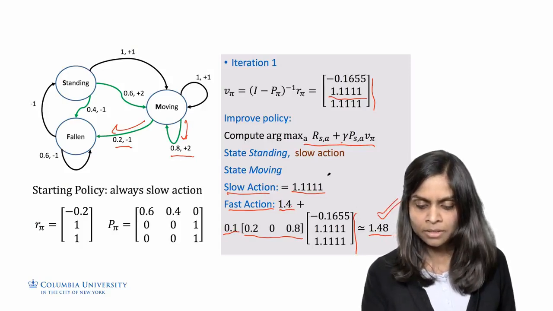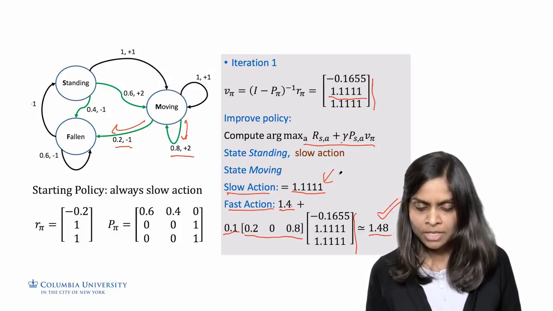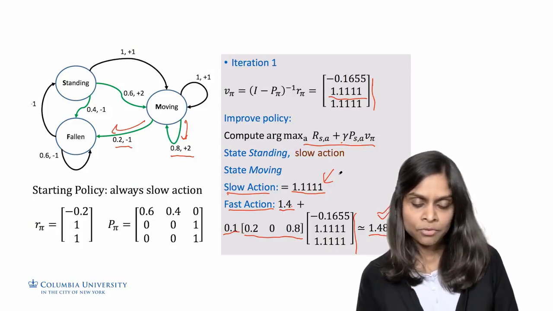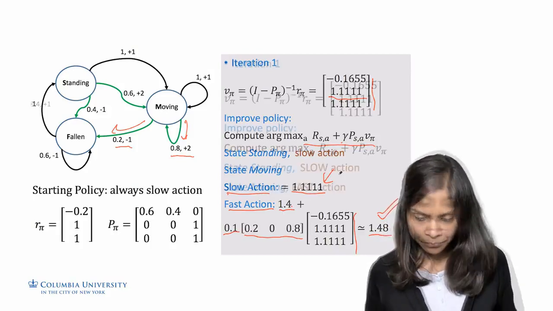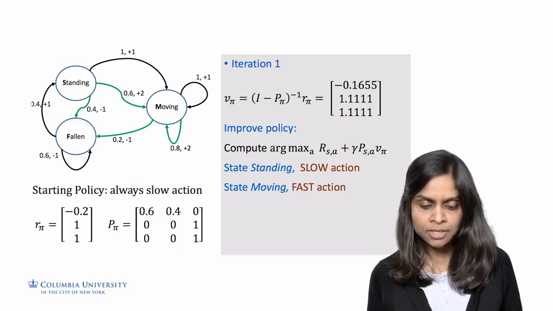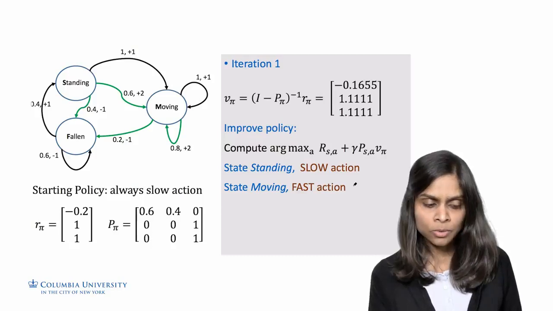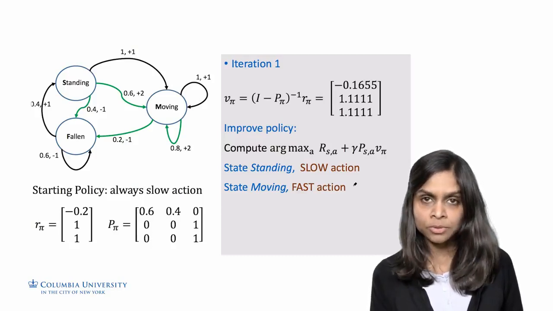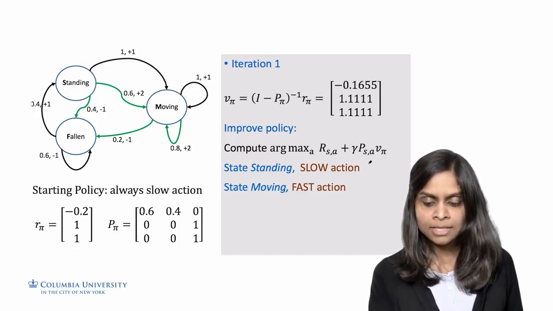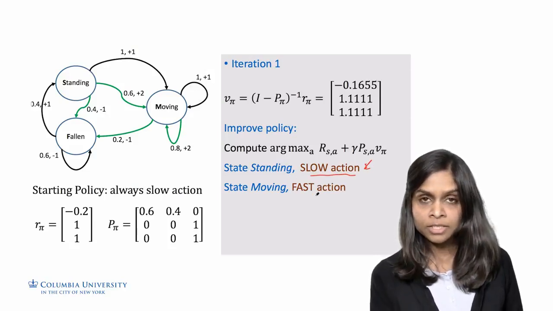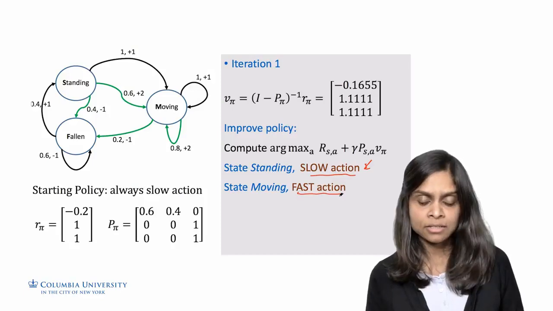So this is better than what we had before. So we decide that in a new improved policy, we should be taking fast action for the moving state. So now we have an improved policy, which has decided that it will keep taking the slow action in the fallen state because that's the only action available in the fallen state. In the standing state also, it will keep taking the slow action as before, but this new policy will take fast action in the moving state.